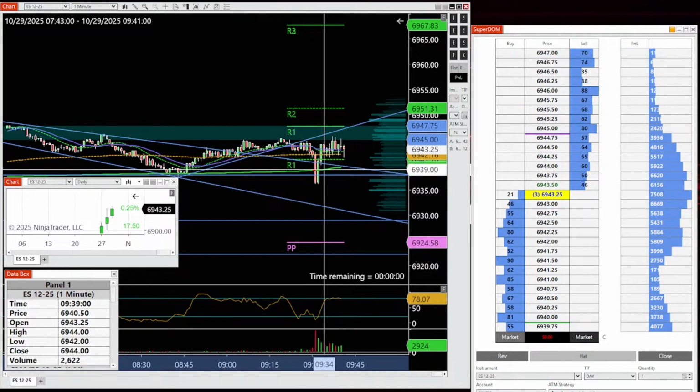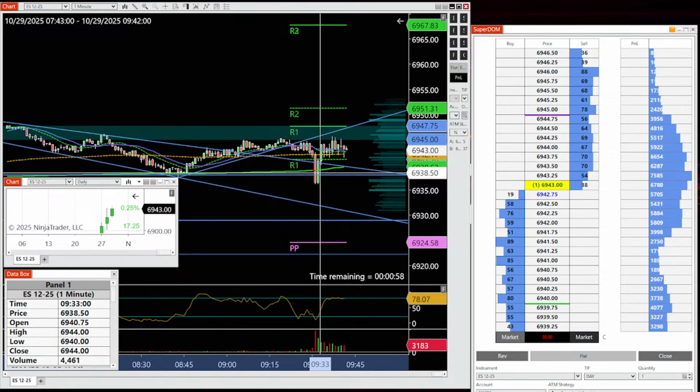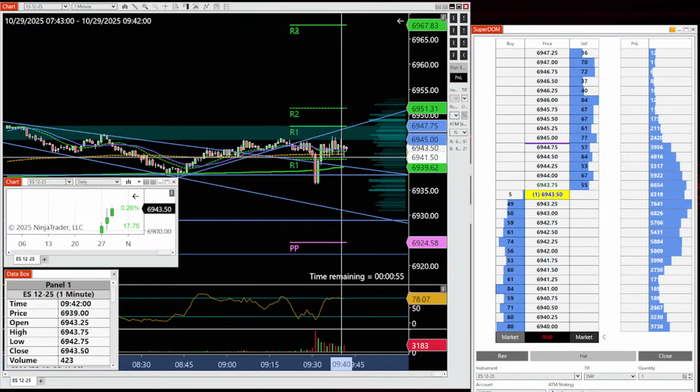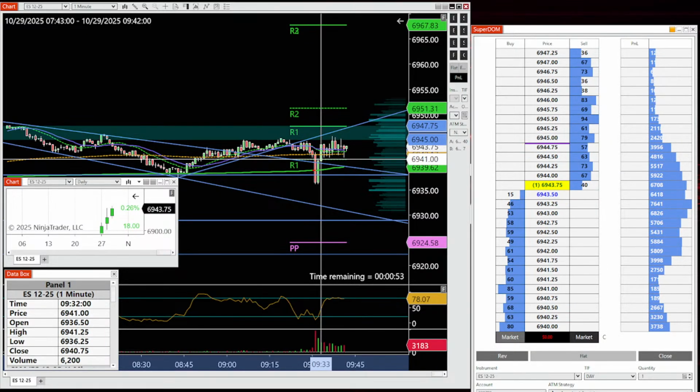Yep, look at this. Up, down, barcode. Up, down, up, down, up, down. Stay out of the barcode.